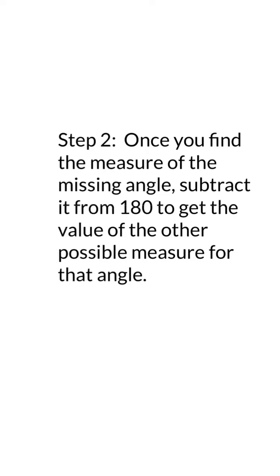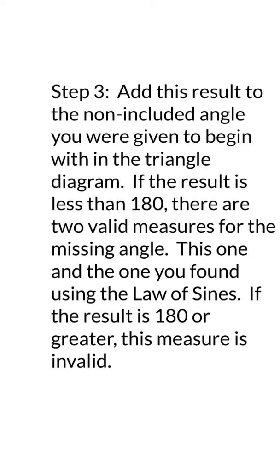Step 2, once you find the measure of the missing angle, subtract it from 180 to get the value of the other possible measure for that angle. Remember that we subtracted 23.6 from 180 to get the other possibility for angle A, which is 156.4 degrees. Step 3, add this result to the non-included angle you were given to begin with in the triangle diagram. In other words, we're going to add the 156.4 we just found to the 48 degrees, which was the angle that we were provided at the beginning of the problem.